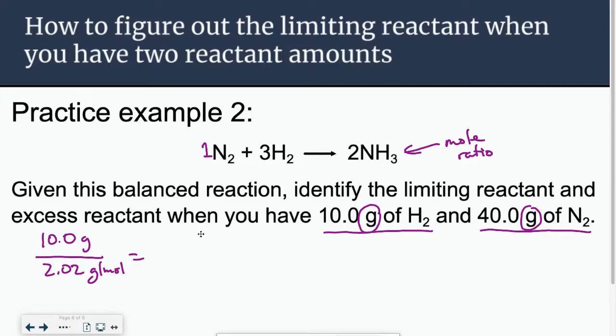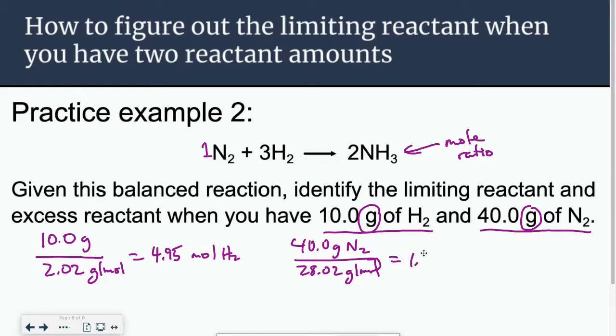So 10 grams divided by 2.02 is going to give us 4.95 moles of H2. Over here are 40.0 grams of N2, going to divide by 28.02 grams per mole. And if you don't know where these molar masses are coming from, make sure you ask your teacher. This is 1.43 moles of N2.